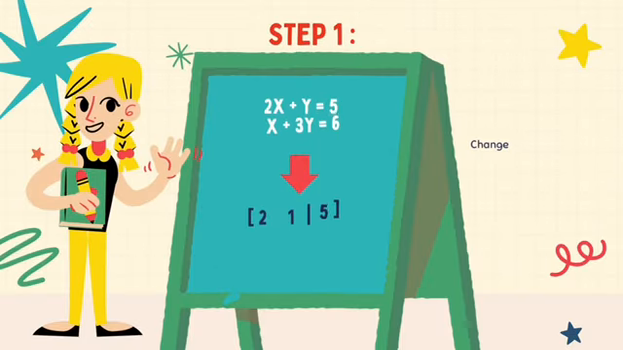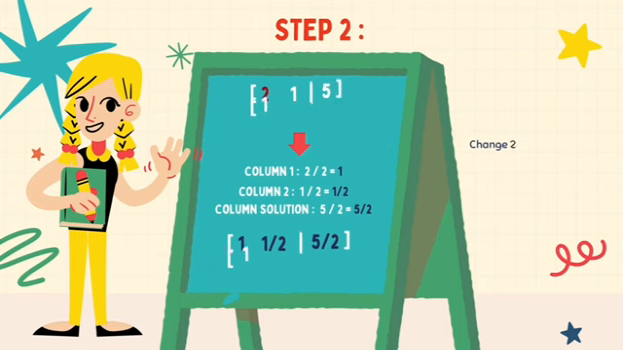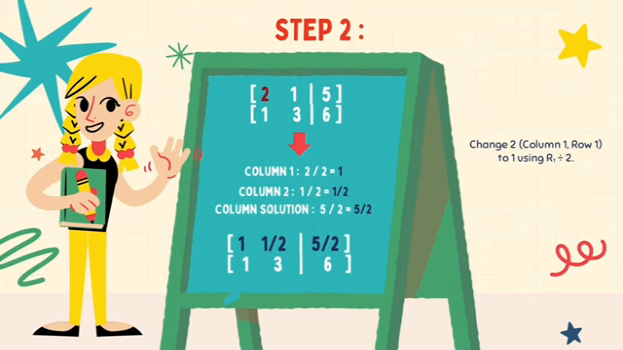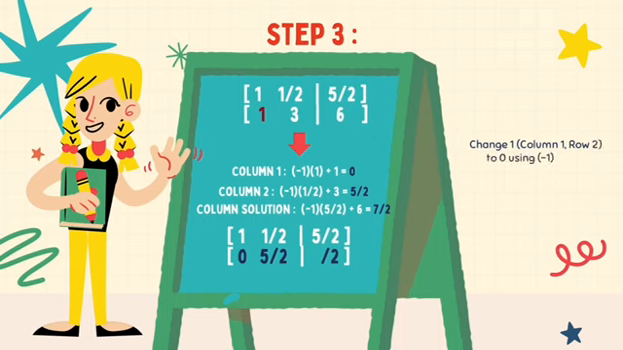Step 1. Change the linear equation given to the augmented matrix form. Step 2. Change 2 in column 1, row 1 to 1 using R1 divided by 2. Step 3. Change 1 in column 1, row 2 to 0 using negative 1 multiply R1 plus R2.